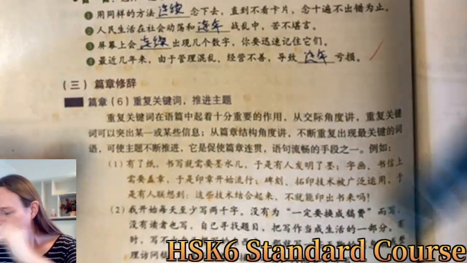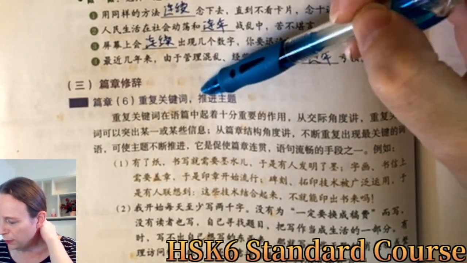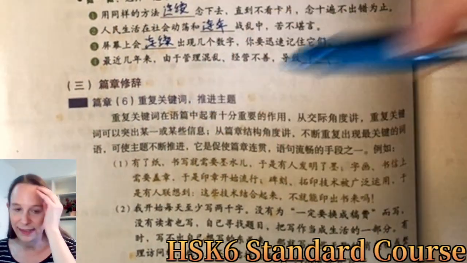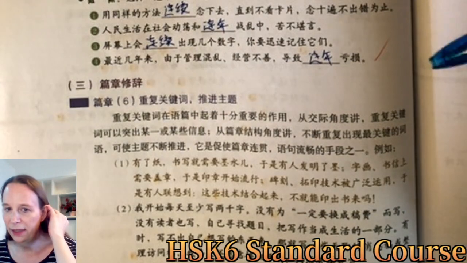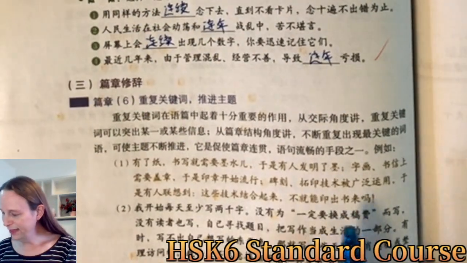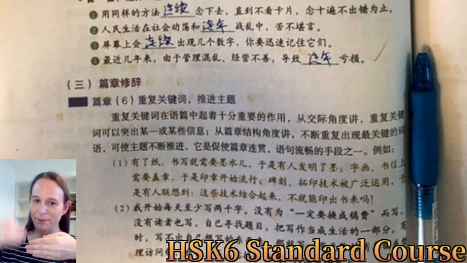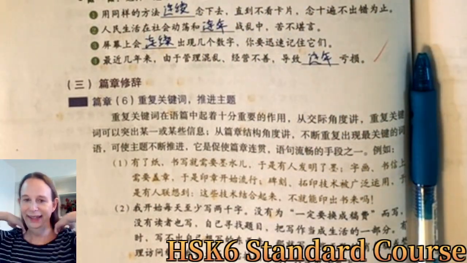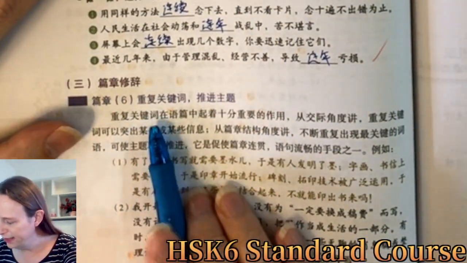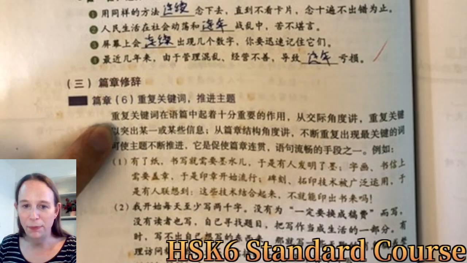All right. 篇章, 重复关键词, 推进主题. So this is repeated keywords, moving the theme forward. We saw this kind of here. You've got the keywords and they're going step by step, indicating the 主题, the theme. All right. Oh, so this is a concept by itself. This is repeated keywords.